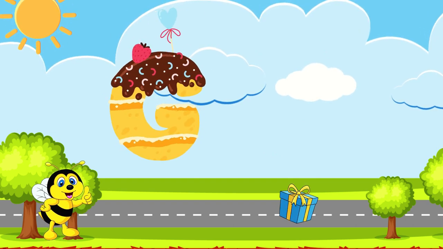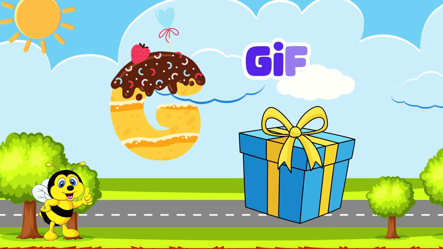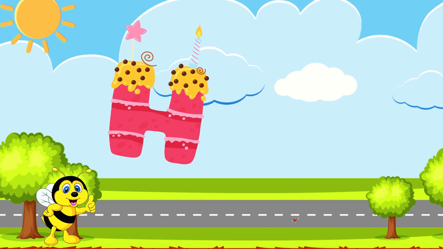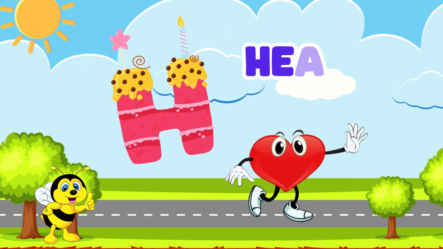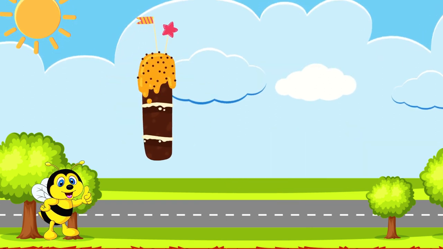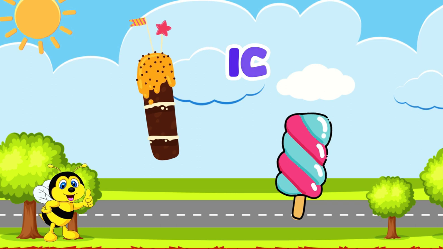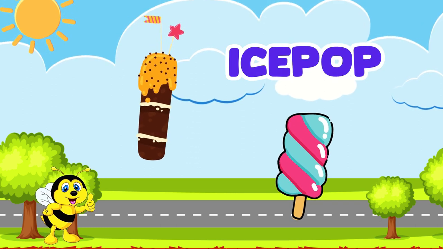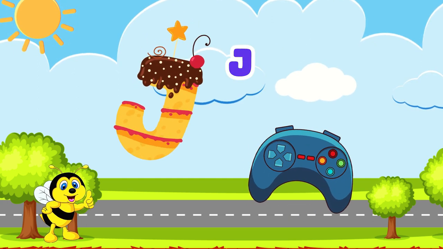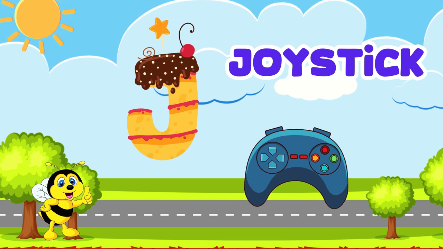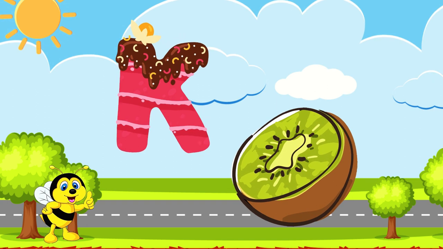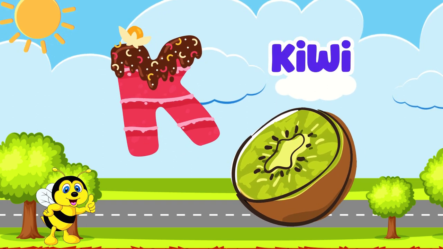G, gift. H, heart. I, ice pop. J, joystick. K, cabby.